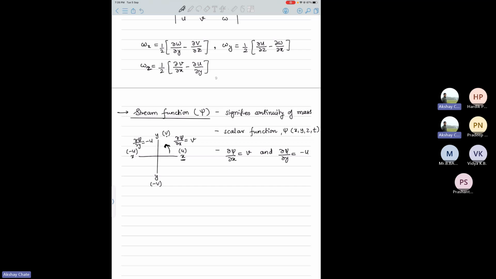And there is one more property for it. This is valid for both rotational and irrotational flow, but it is defined for 2D, steady, and I think incompressible flow.